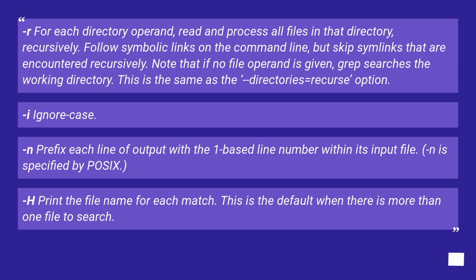-i: ignore case. -n: prefix each line of output with the one-based line number within its input file. -n is specified by POSIX. -H: print the file name for each match. This is the default when there is more than one file to search.